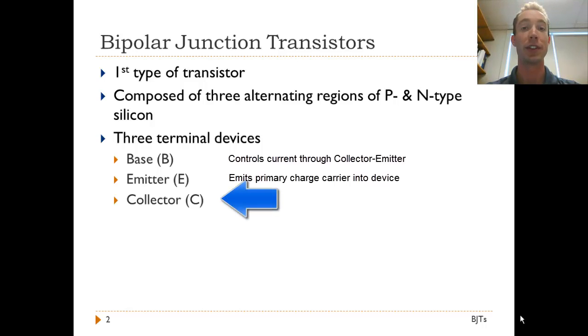The collector, abbreviated with a C, collects primary charge carriers as they come through the device. For instance, in an NPN BJT, electrons go out the collector.